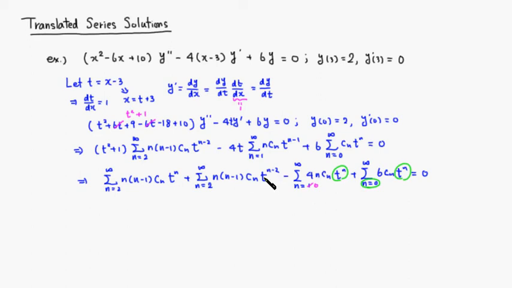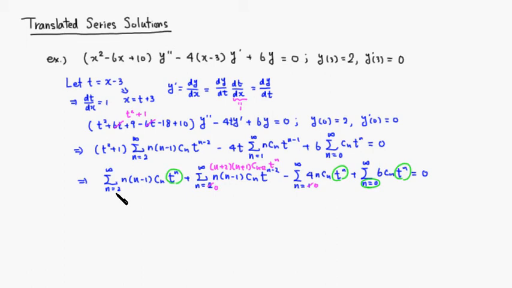Alright, this one, you have a t to the n minus 2. So what we do is, instead of starting from n equals 2, we're going to start from 0. Since we decrease the starting number, we can increase the indices. So you have n plus 2 times n plus 1, c_(n+2), t to the n.